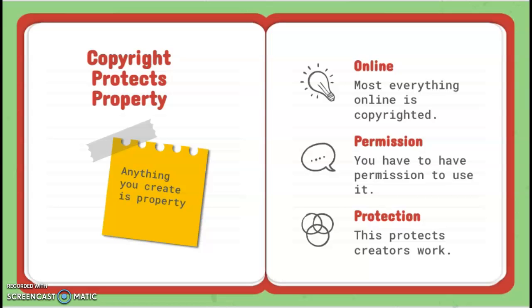So online, most everything online is copyrighted. So if somebody writes a blog post, it's copyrighted. It doesn't even have to have a copyright symbol. If it's created by somebody else, it's owned by that other person. So that means that if you want to use that information or art, you have to have permission. So you have to get permission from the creator to be able to use their art or writing or pictures or whatever the case may be. The reason for this is that it protects the creator's work.